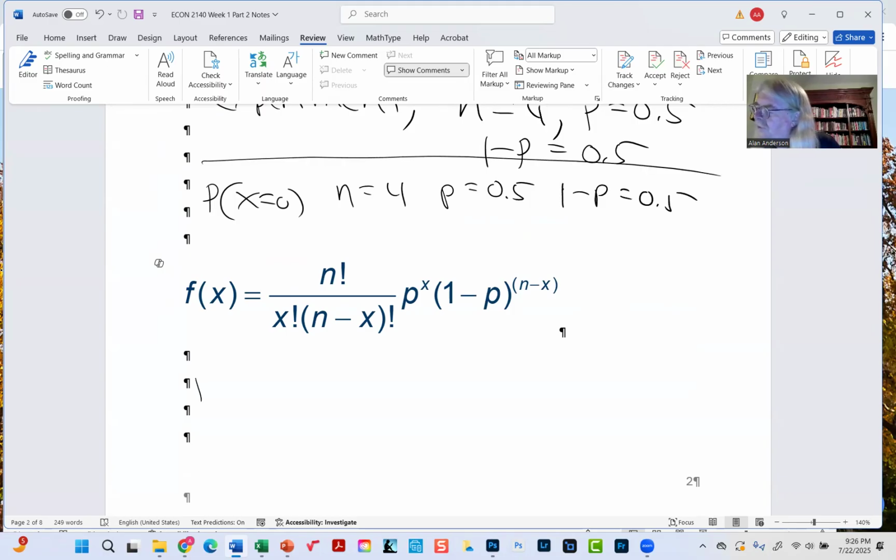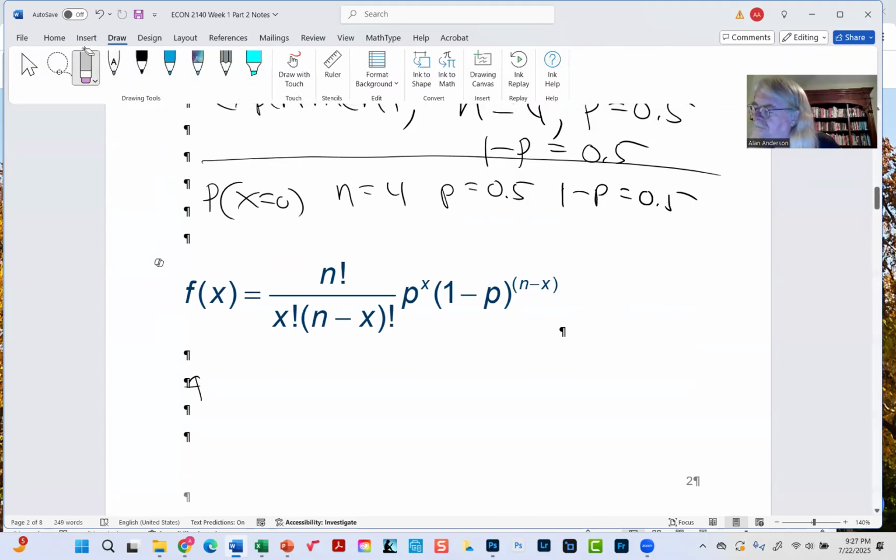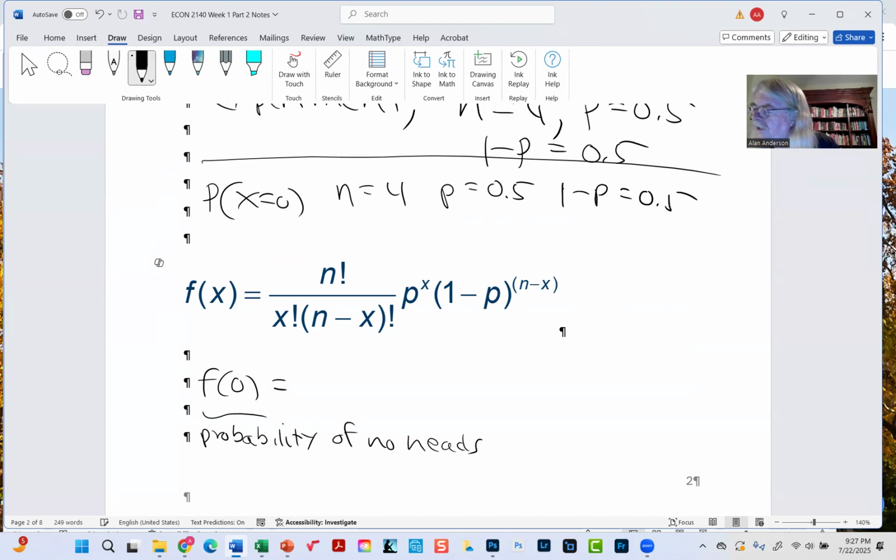So for x equals 0, which they're writing, again, don't forget, they're using f. I usually use P because that's what I'm used to, but we're going to write it like this. F of 0 means the probability of getting no heads. That's going to be, so we plug in the numbers.